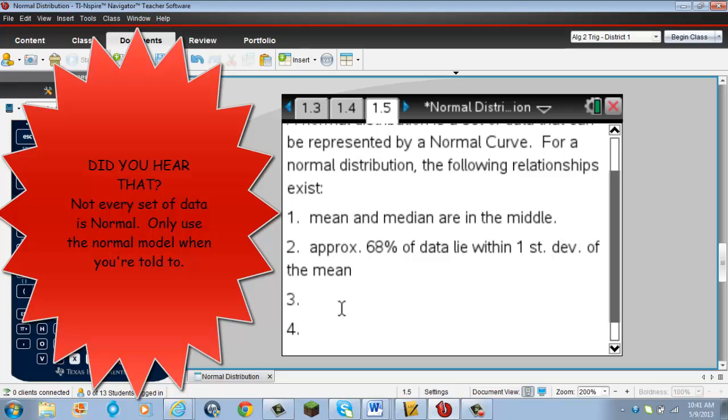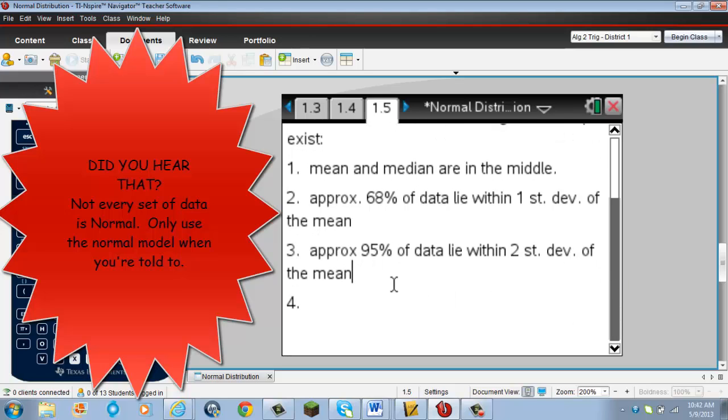The next relationship is that approximately 95% of the data lie within two standard deviations of the mean. I don't want to type it all out, so that's why I'm abbreviating there. And the final relationship with our normal model is that approximately 99.7% of data lie within three standard deviations of the mean. So when we have data that's normally distributed, most of it will be within three standard deviations of the mean.